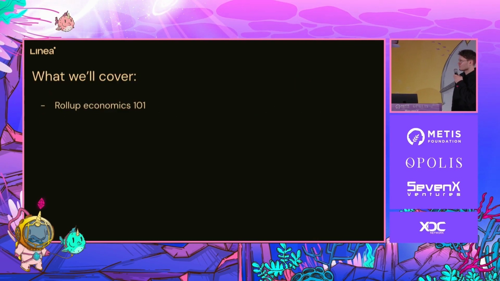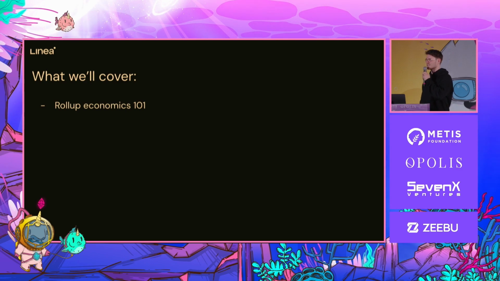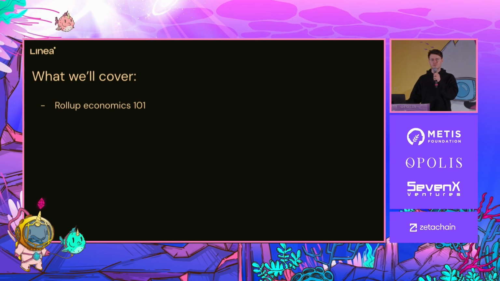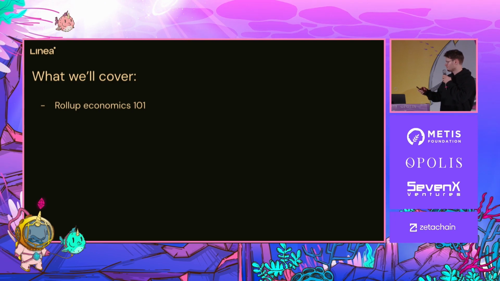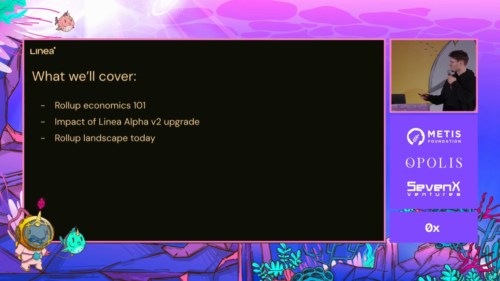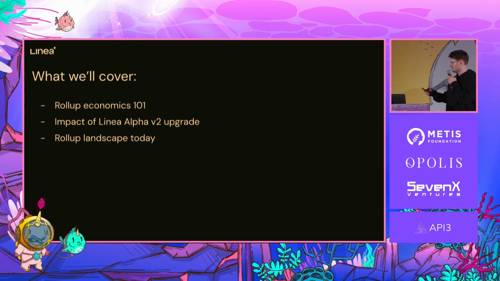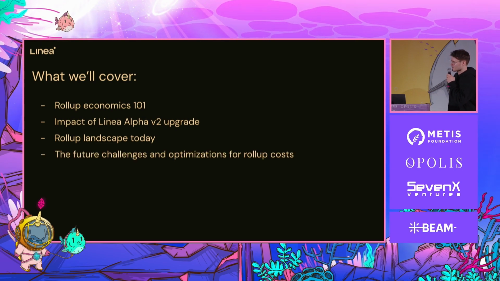OK, so high level, what we'll cover. We'll start with rollup economics 101. Alpha v2 is mostly about reducing costs and prices, and therefore understanding how value flows through a rollup is quite important. Then we'll see specifically the impact of the Alpha v2 upgrade on the Linea ecosystem. We'll then take a look at the rollup landscape today, like how this fits in with all the other different zk L2s and optimistic L2s out there. And then lastly, I'll cover some of the future challenges and optimizations for rollup costs.